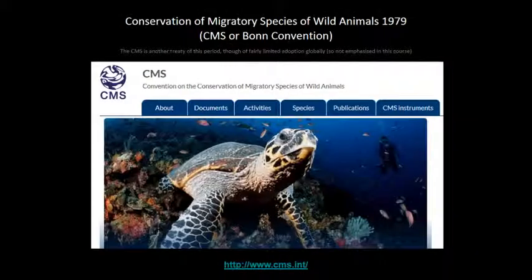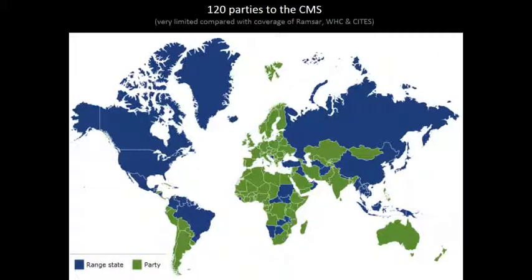And finally, the Bonn Convention, 1979. So I don't want to spend much time on CITES, just wanted to mention in passing the appendixes, it's trade related, but comes in this period. Migratory species, 1979, the CMS, Convention on Migratory Species, or commonly known as the Bonn Convention, signed in the German city of Bonn. 120 parties, relatively limited compared with Ramsar, World Heritage and CITES. You can see the countries there that are party in green.